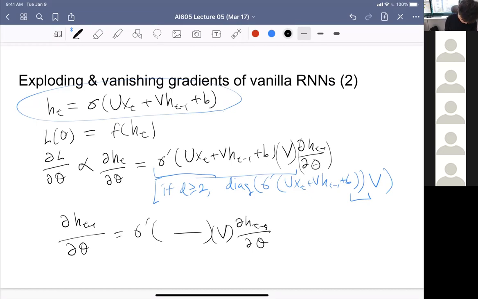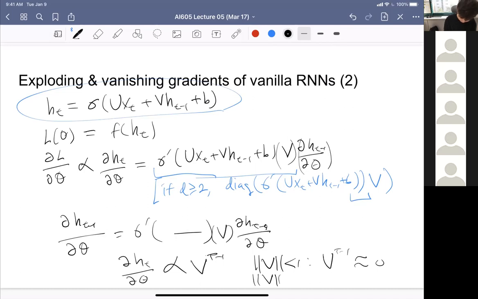So at the end, what that means is dHT over d theta will be proportional to V to the power of T minus one. And of course, this T will be very large if the text sequence is large. So if V is smaller than one, actually not equality, because if it's equal then of course it'll be one, the problem is V to the T minus one will be really small, right? And of course, if this is bigger than one, then V to the T minus one will be really big, or I mean, the absolute value of that will be. So this is the vanishing part, and this is the exploding part. So here is the reason why this happens.